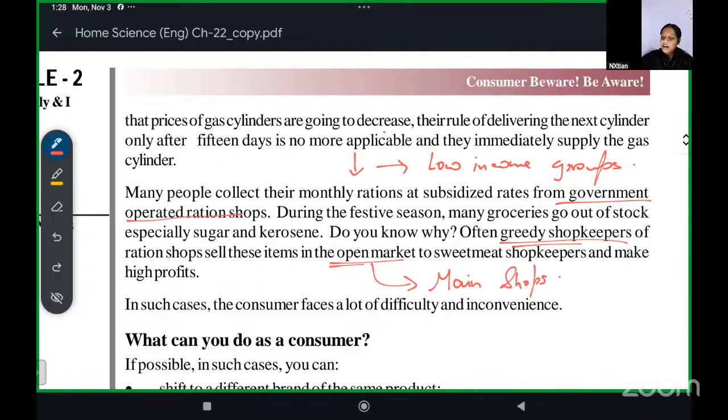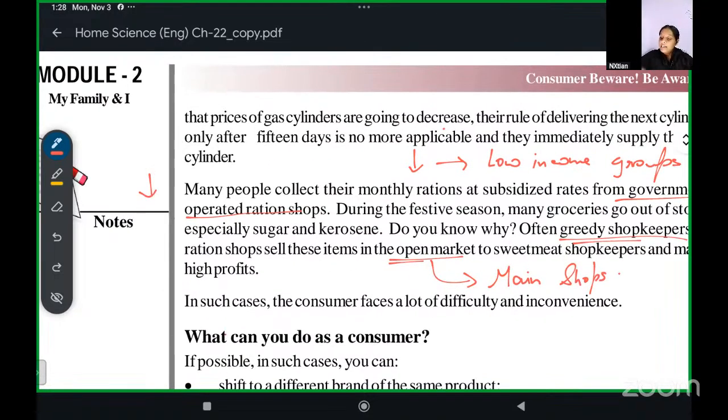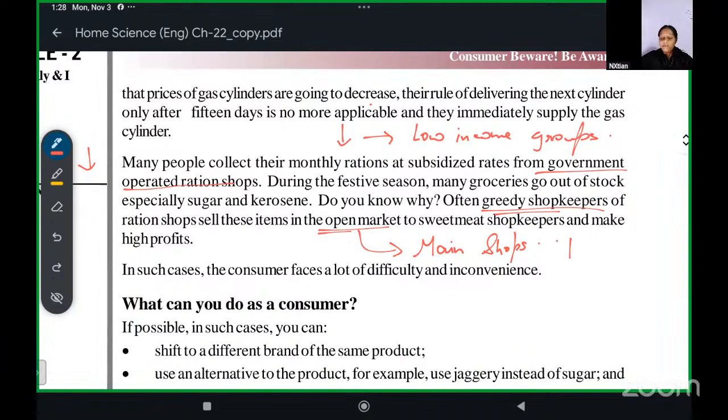Now at the government operated ration shops, the prices are lower. And at the main shops where we buy from, the prices are comparatively higher. So they sell in the open market during the festive seasons to gain more profit. This is the reason. This is the cheating that they do.